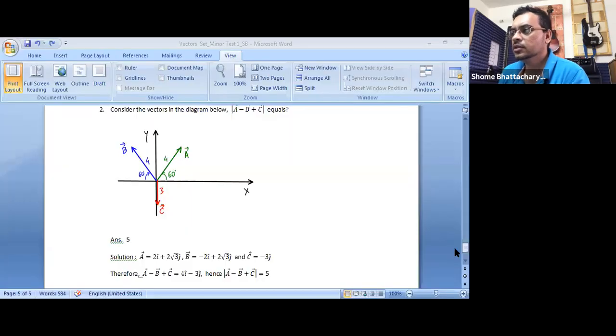Arvind, I'll just verify the last answer for you. I don't remember. No, the answer 5 will come, beta. It is 4 I cap minus 3 j cap, no? So magnitude is root of 4 square plus 3 square. You getting it, beta? Magnitude is this, no? Root of. Okay. Right. So as I was saying, okay, that's good to know, Prince.